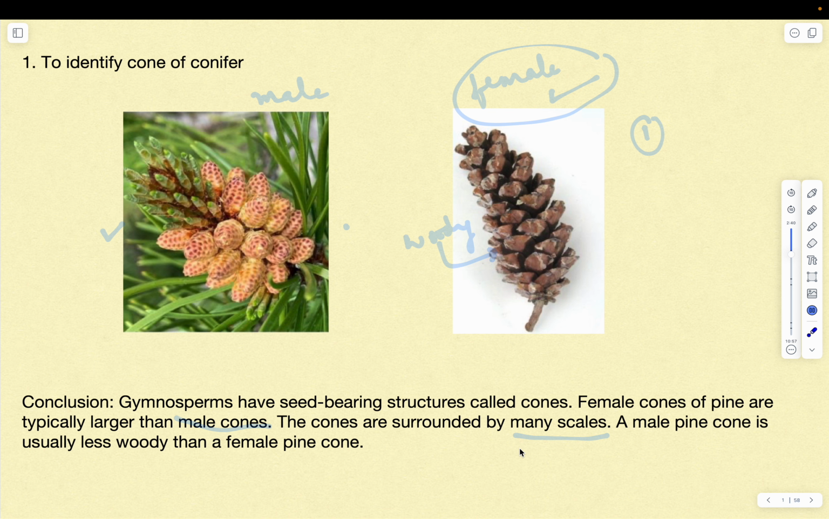So in this video, I'm presenting the detailed answer key for last year's Homi Bhabha 2023 stage 2 practical questions. So the first question was to identify the cone of a conifer, right? One cone was given. Students were asked to identify whether it was a male cone or a female cone, right?